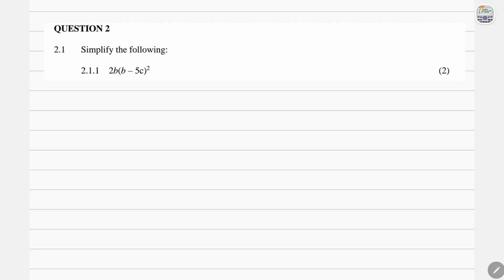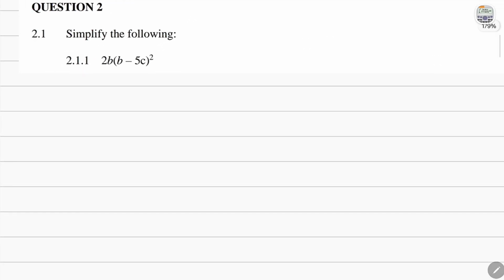Question 2.1 says, simplify the following. And so we just have to simplify.